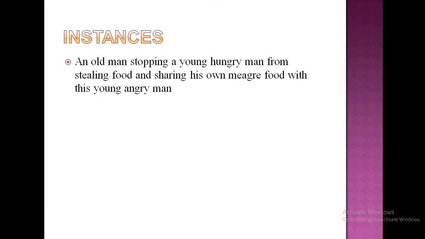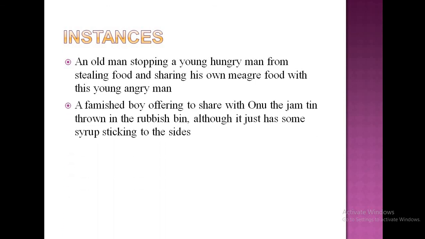There's an old man stopping a young hungry man from stealing food, and he is ready to share his own meager food with that young man. It makes the young angry man weep. There is another scene of a famished boy offering to share with Onu a jam tin which they find in the rubbish bin. This jam tin has just the syrup sticking to its side. You just have to lick it up, and he offers to share it with Onu because he could see that Onu is also equally hungry.